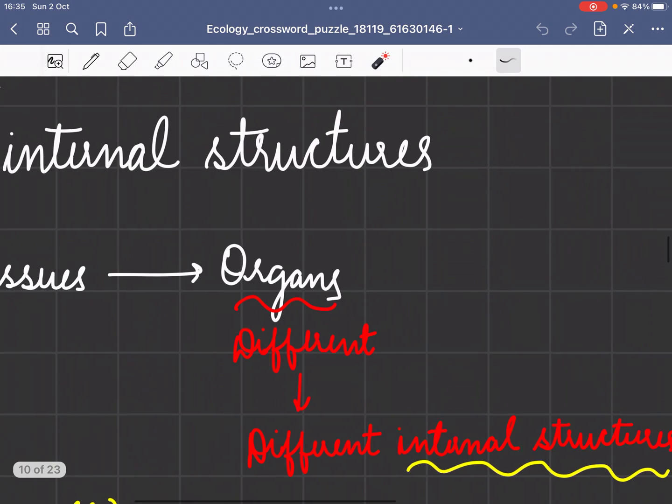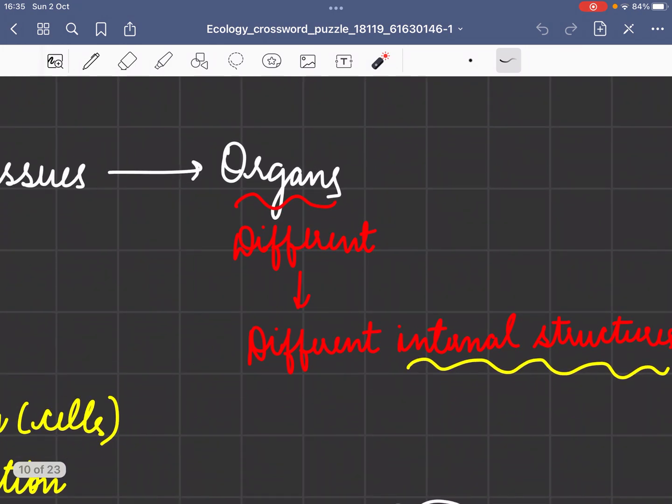In the case of organs, you have different organs. Different organs have different internal structures. That is obvious, right? Like the internal structure of the xylem and the internal structure of the phloem are completely different, right? And what are they? The vascular bundles, the conducting systems of the plant. They help in the transport of water and food respectively. So yes, different organs have different internal structures.